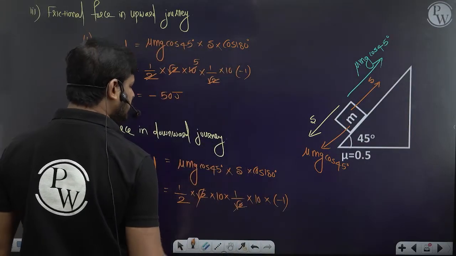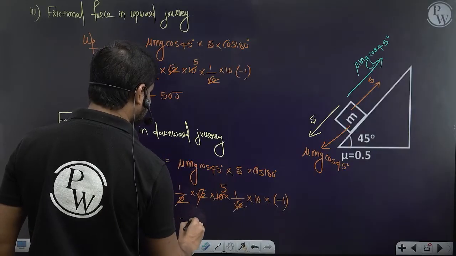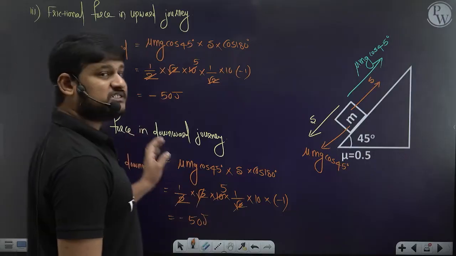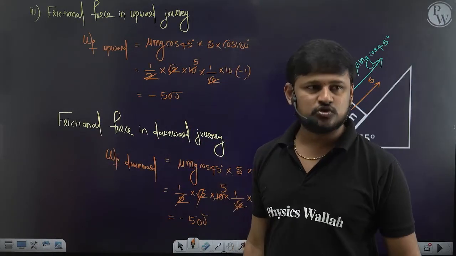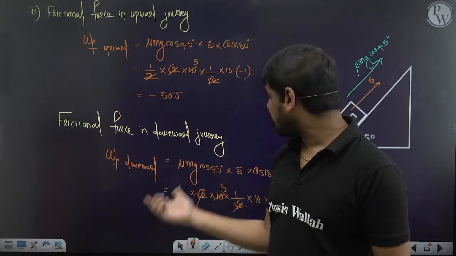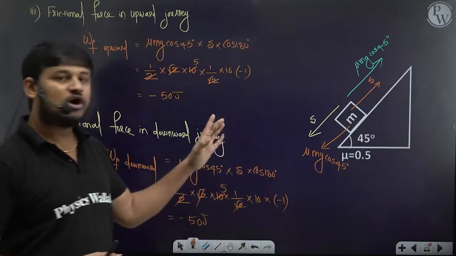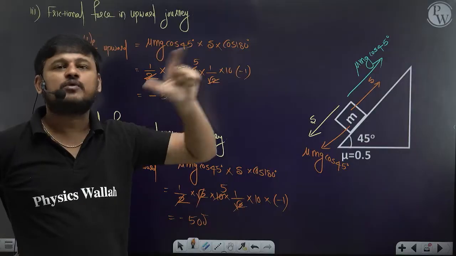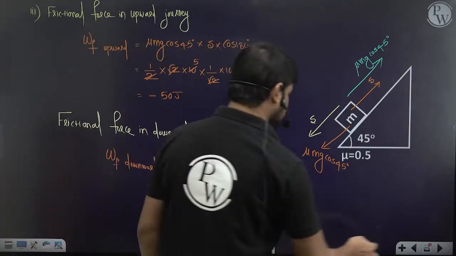So root 2 cancels, the 2 and 5 cancel, so 10 into 5, minus 50. Minus is there, so that's why minus 50 joules. That means the work done by the frictional force in the upward journey is minus 50 joules, and the work done by the frictional force in the downward journey is also minus 50 joules. The friction always opposes the relative motion of the body. That part you should remember, guys. Done? Clear? Chalo, next question.